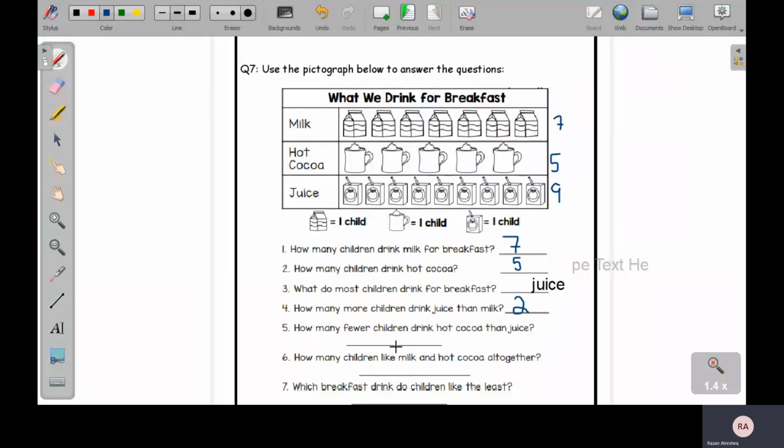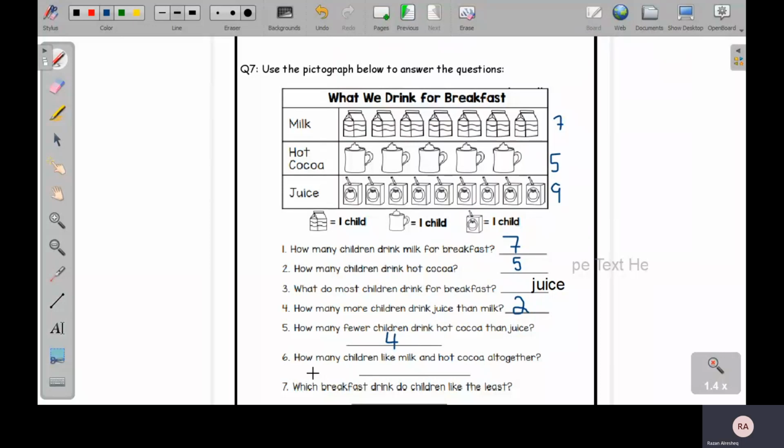Number 5 says, how many fewer children drink hot cocoa than juice? Here we see that hot cocoa has 5 and juice has 9. Just like before, either we count up or we can find a difference. 9 take away 5 is going to give me 4. Or if you count up from 5 to go up to 9, it's also 4.